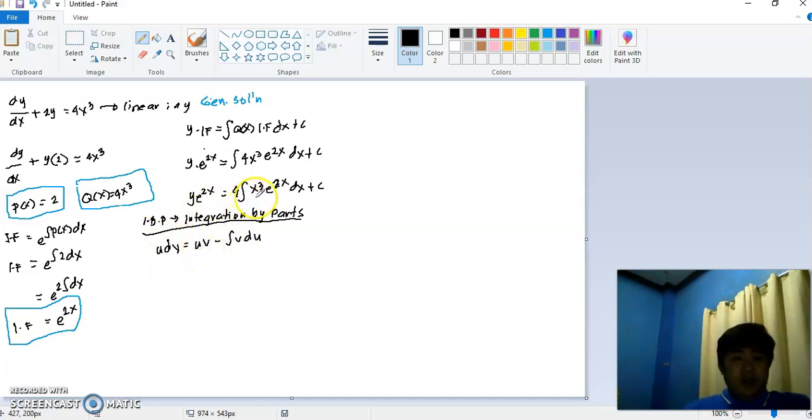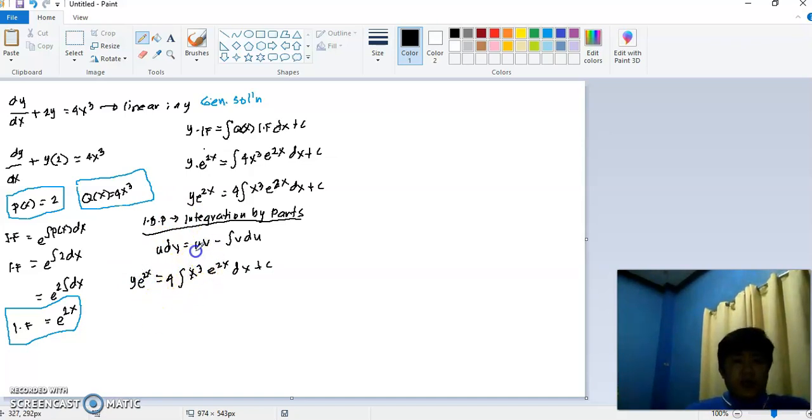So from here, in this case, we need to decide. Let's solve this one first, the integral of x cubed e to the 2x dx plus c. So from here, just copy e to the 2x.